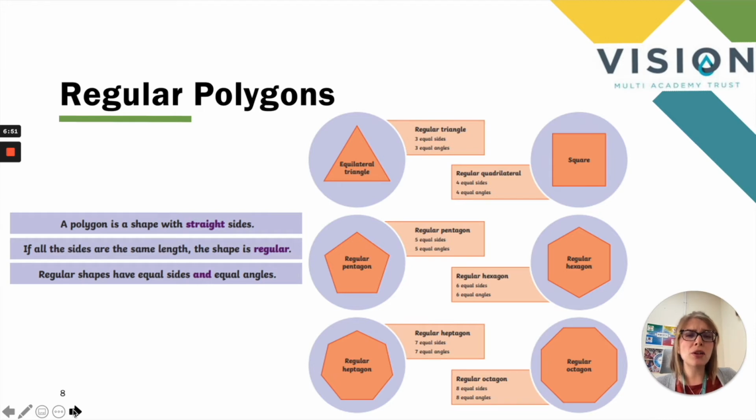Now it's important, for example, on the pentagon, that if all the sides are the same length and all the internal angles are the same size, we must put the word regular in front of it because, of course, a pentagon simply means a shape with 5 sides, so you can have an irregular as well.